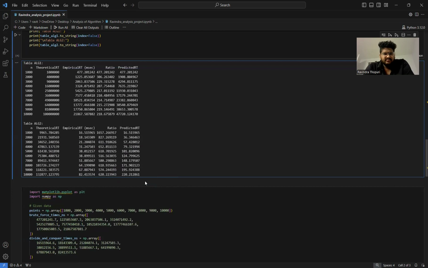So finally, the best approach to solve the closest pair of points problem is the divide and conquer algorithm.